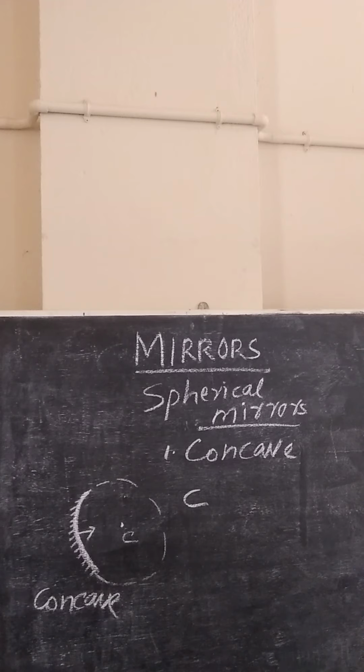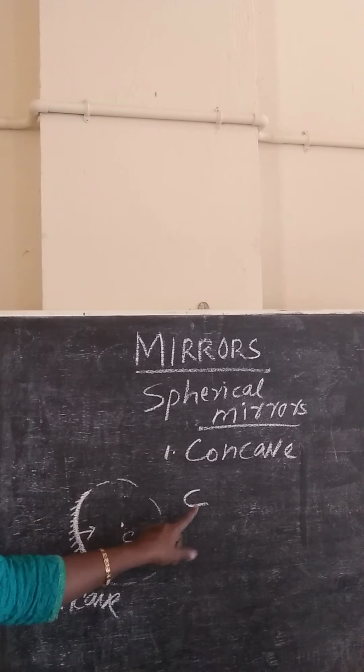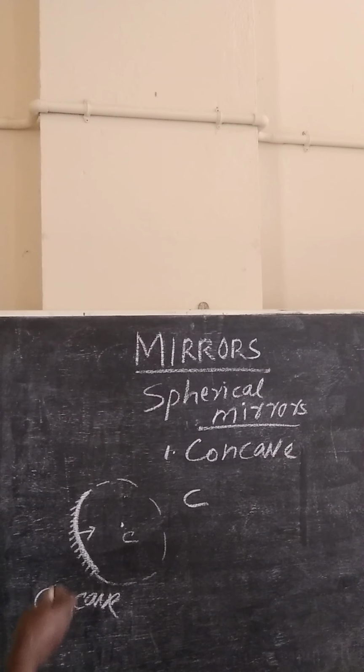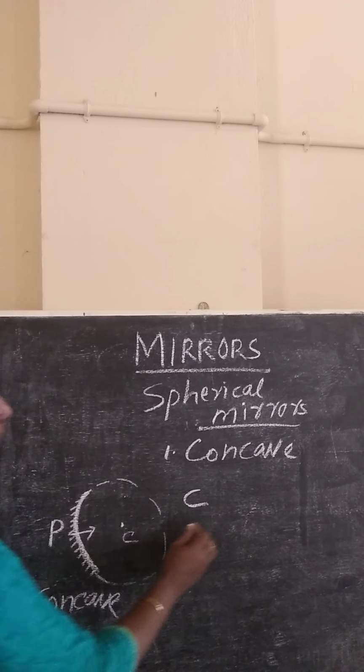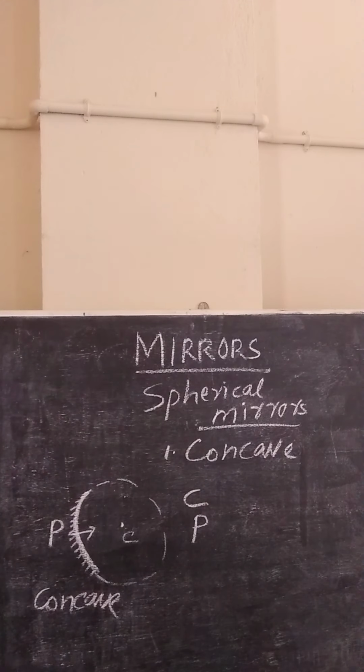What is the center of curvature? The center of curvature is the center of the sphere from which the small reflecting surface is taken. And what is meant by the center of the mirror? That is called the pole of the mirror, and it is denoted by the letter P.